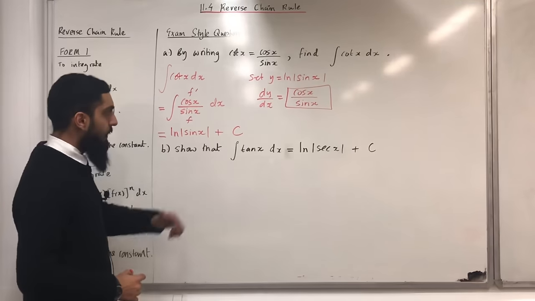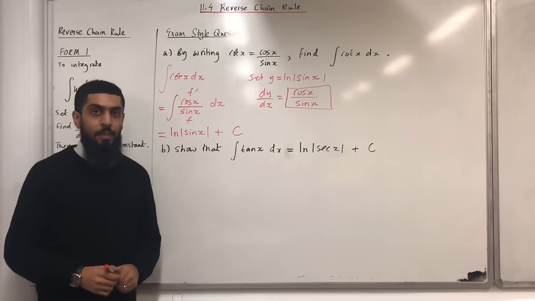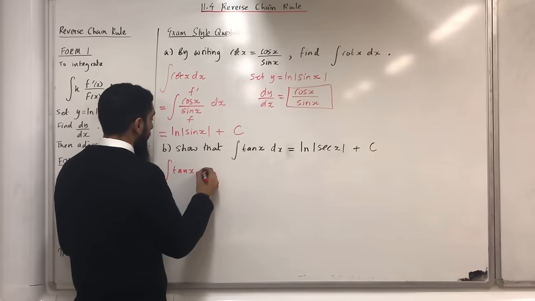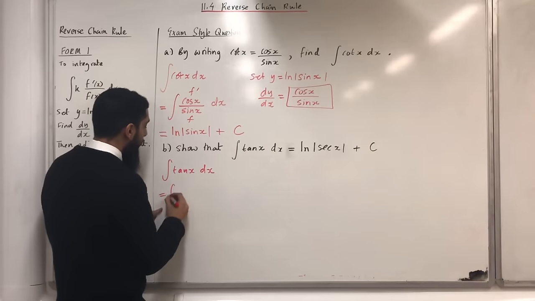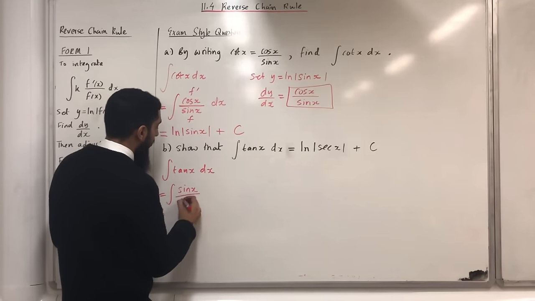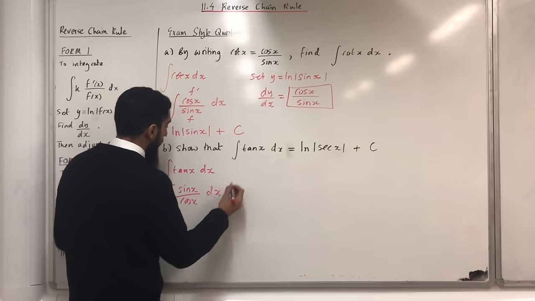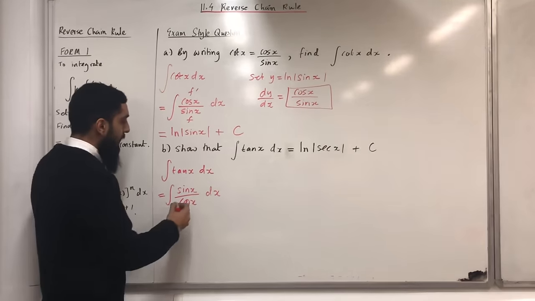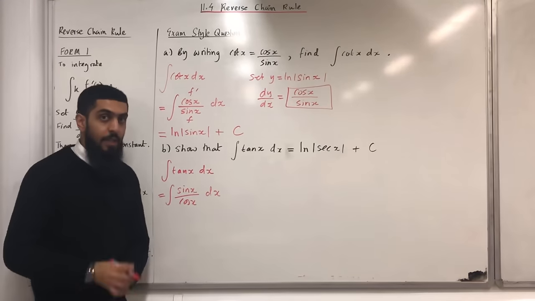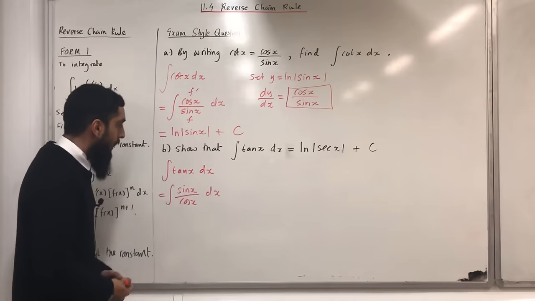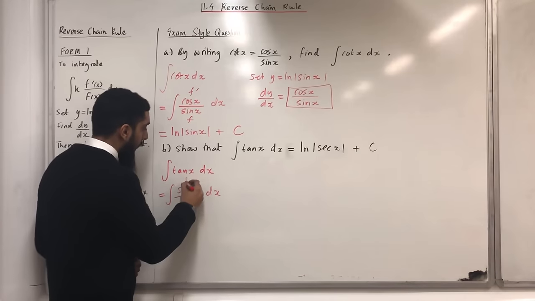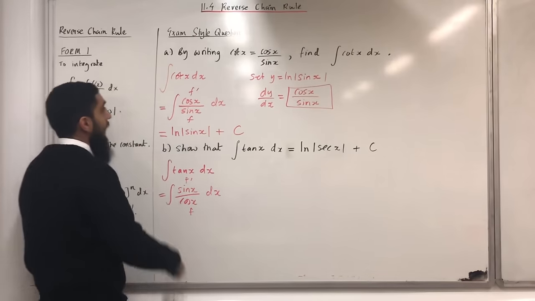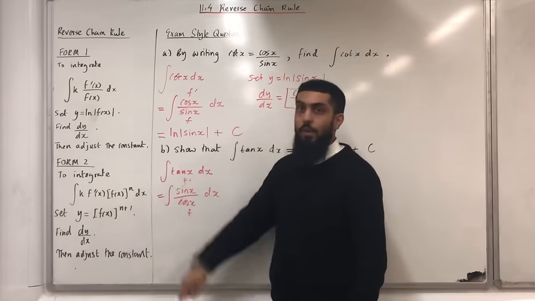Moving on to part B. Show that the integral of tan x dx is equal ln mod sec x plus c. The first step is to write down the integral of tan x dx is equivalent to the integral of sine x over cos x dx, because tan x is equal sine x over cos x. Now, if I differentiate cos x, I get minus sine x. I do have a sine in the numerator, hence this fraction is of the form f dash over f. So I can integrate this using the reverse chain rule, and in particular, I can use form 1.